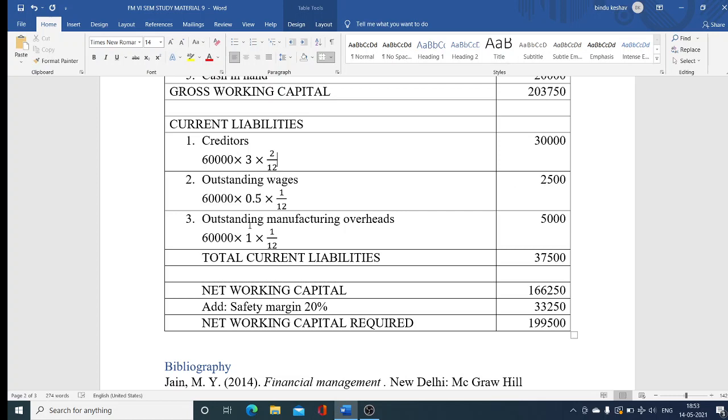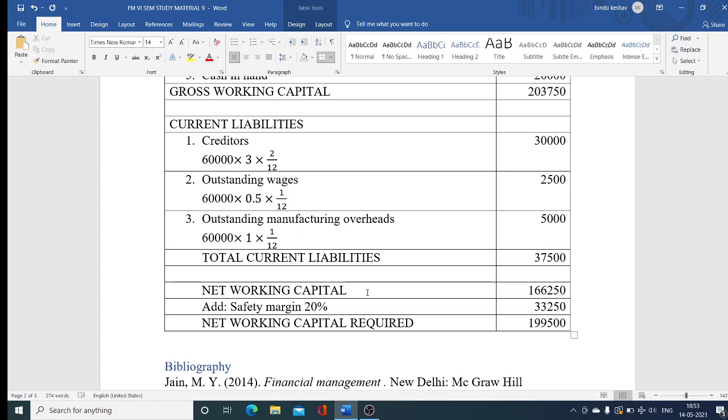Again we have the manufacturing overheads which are outstanding. Manufacturing overheads is rupee 1. 60,000 into 1, that is for the entire year, into 1 month's delay, 1 by 12, 60,000 into 1 by 12. At any given point of time, this 5,000 rupees will be outstanding. So 60,000 into 1 by 12, rupees 5,000. Then we find the total of the current liabilities. So when we add this, we get 37,500.